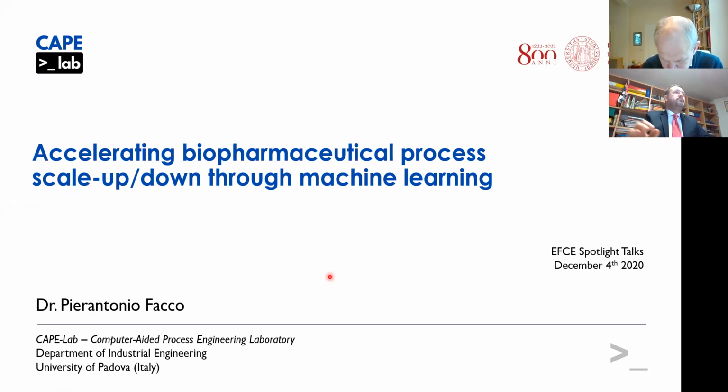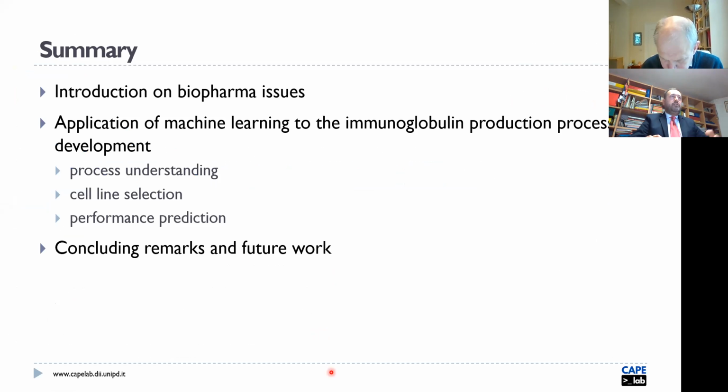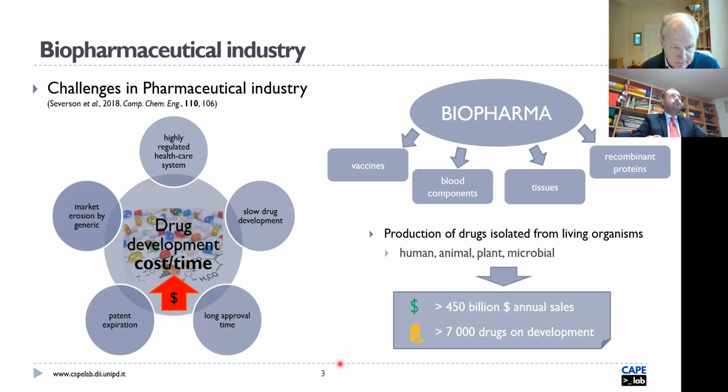So this presentation deals with the application of machine learning techniques to aid the scale up in biopharmaceutical processes. After a brief introduction on the biopharmaceutical industry issues, I will show how some machine learning techniques can be utilized for the development of a biopharmaceutical process, in particular for the production of immunoglobulins. At the end, I will conclude with the final remarks and some future work.